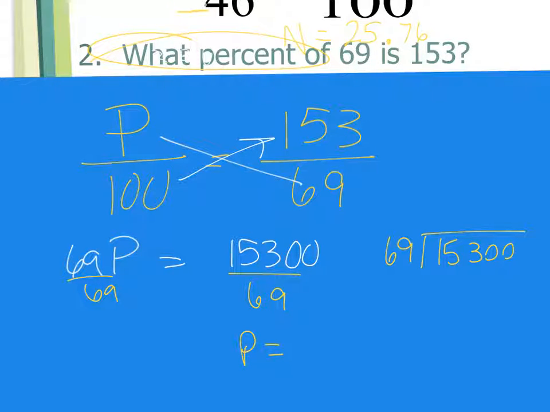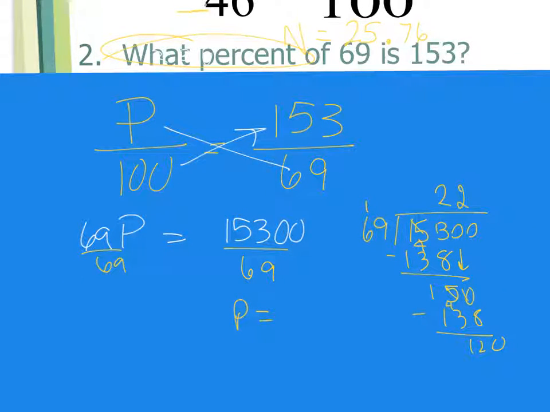Do my long division. 69 goes into 153 2 times, I believe. Subtract. 69 goes into 150 again twice. Bring down. I have to add a decimal and bring it up. 69 goes into 120 once because twice is too much.